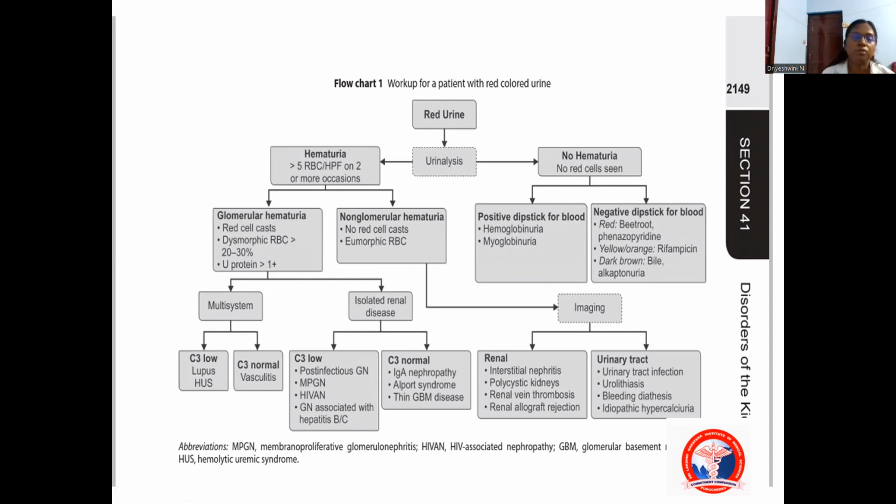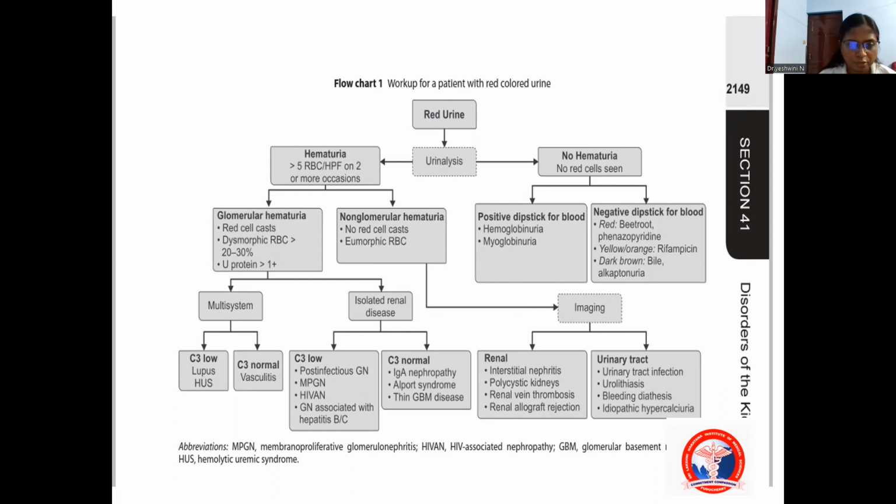Second step will be you find out if it is a glomerular cause or a non-glomerular hematuria. Glomerular hematuria meaning you will have a cola-colored urine, red cell casts, dysmorphic RBCs, and proteinuria. Okay, non-glomerular, you will not have all those things. You have found out it is glomerular.